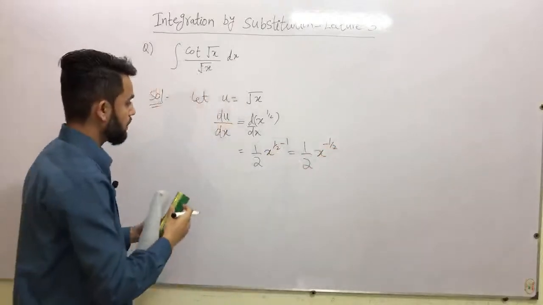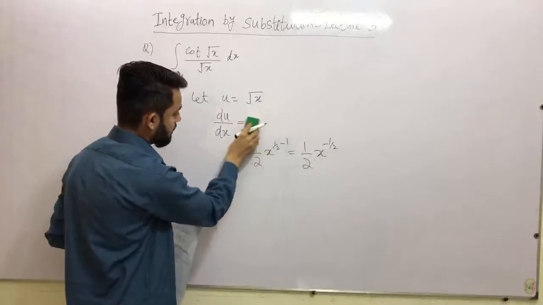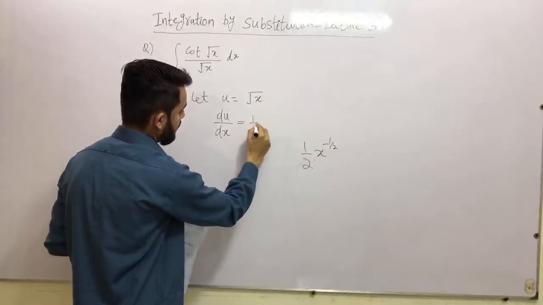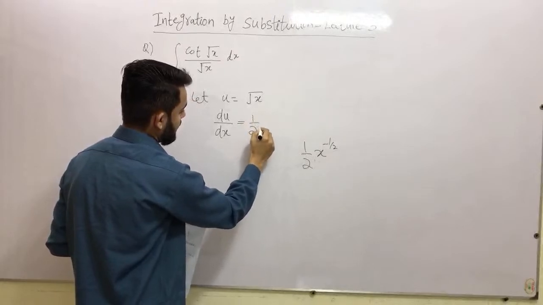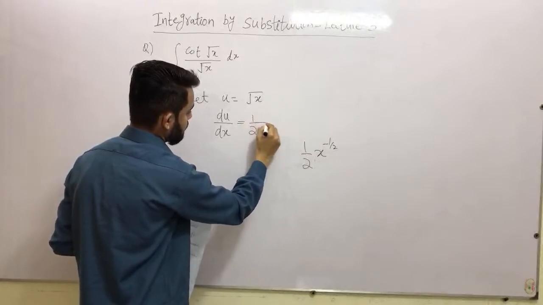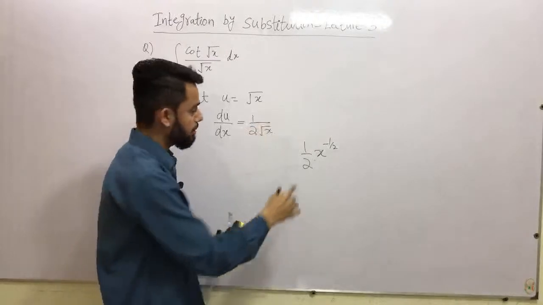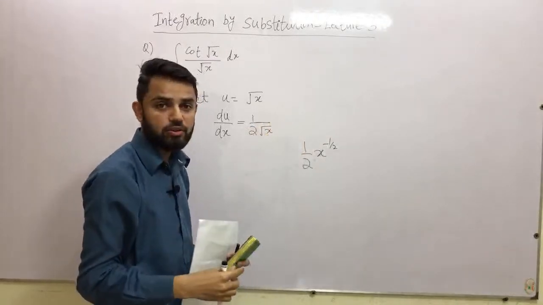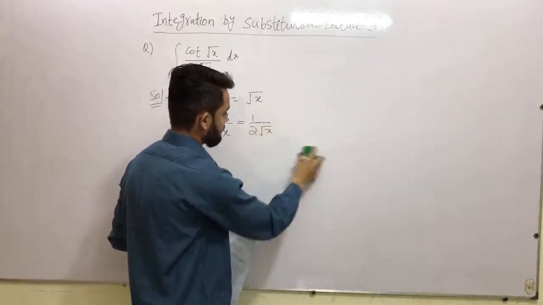All right, so now I am erasing this and writing it directly over here: 1 over 2, and x is in the denominator. Once we have the power minus 1 over 2 over here and you shift it to the denominator, it becomes square root of x.